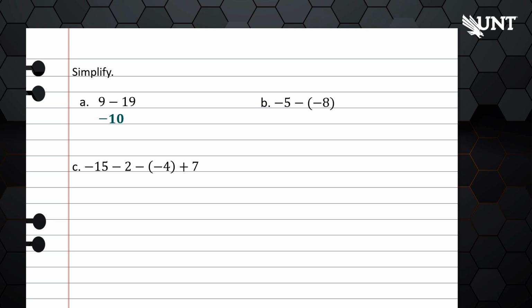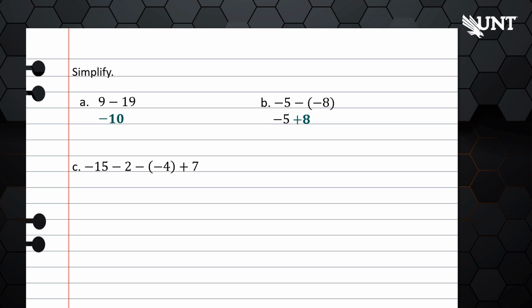Now, problem B reads negative 5 minus parentheses negative 8, close parentheses. Now, again, we work this out from left to right. Negative 5 minus a negative 8. Well, be very careful about that. Minus a negative. Well, that minus actually means the opposite of negative 8, which turns into a positive 8. So we rewrite it to be negative 5 plus 8.